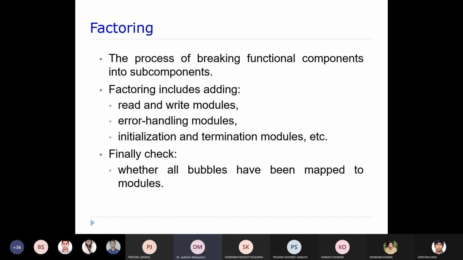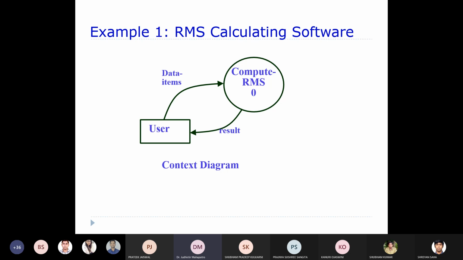And that is the way you finally check whether all of these processings or functions are mapped to a particular module or not. Now we will try to convert a DFD into a structure chart. We'll see through an example how we can do this.